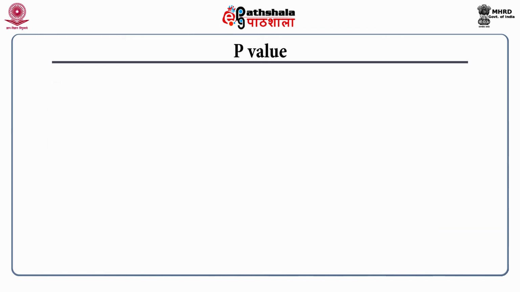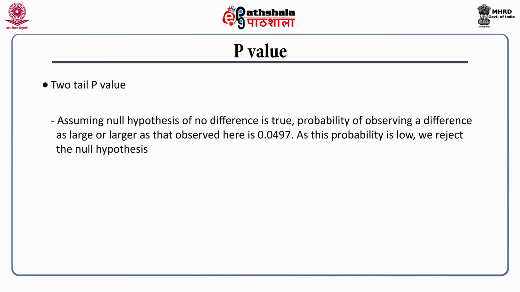The p value can be of two types: a two-tail p value and a one-tail p value. Assuming the null hypothesis of no difference is true, the probability of observing a difference as large or larger than the one observed here is 0.0497. As this probability is low, we reject the null hypothesis.